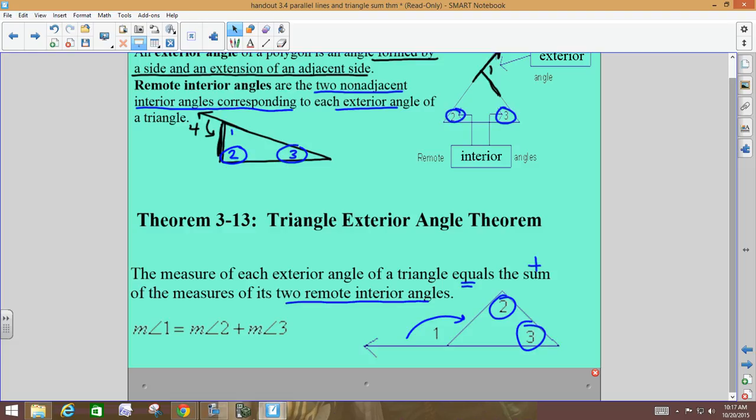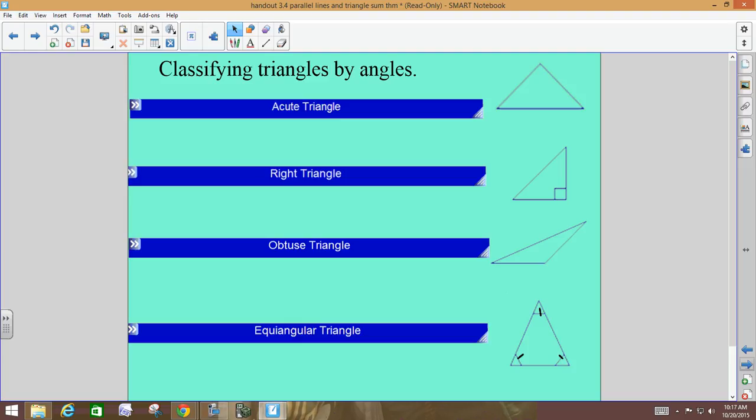Equals 90. You're going to use those same ideas when you classify triangles. So that first triangle that you have under the exterior angle theorem matches this picture, and we call it an acute triangle because it has 3 acute angles.